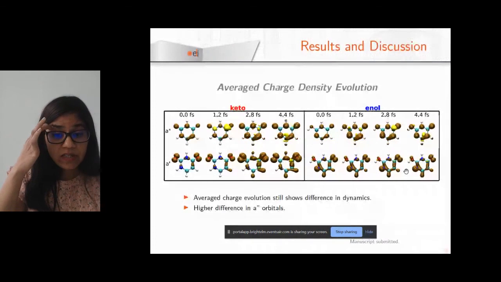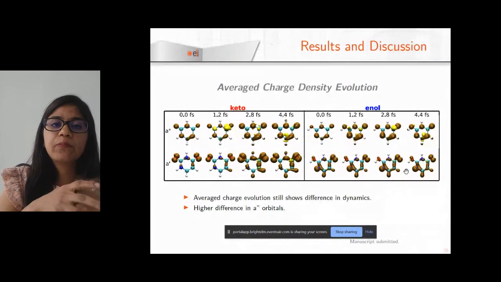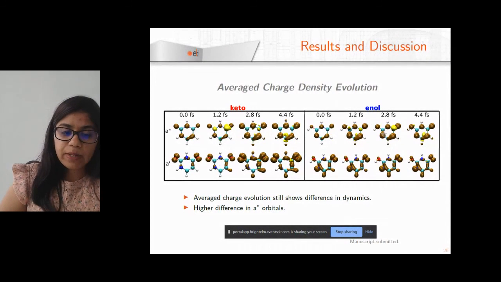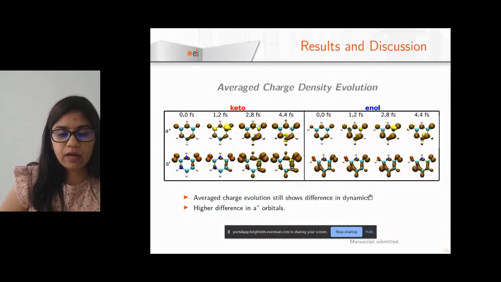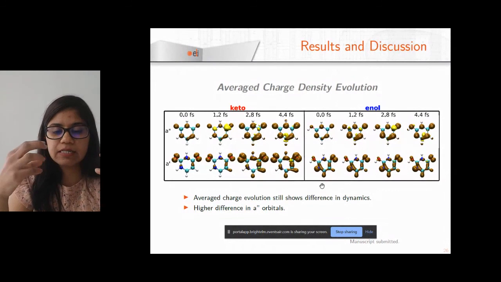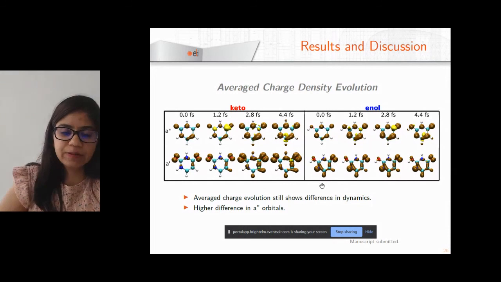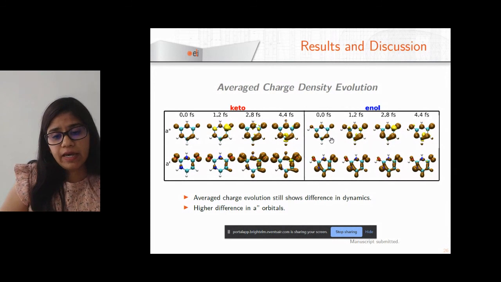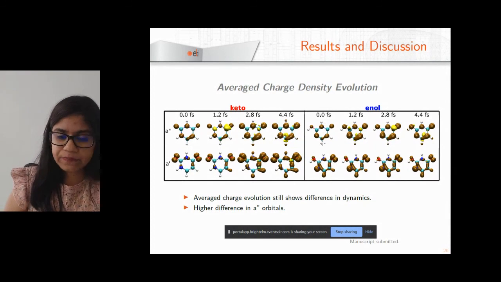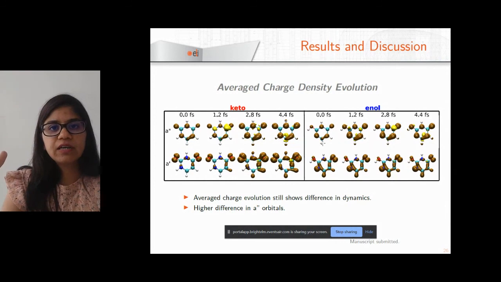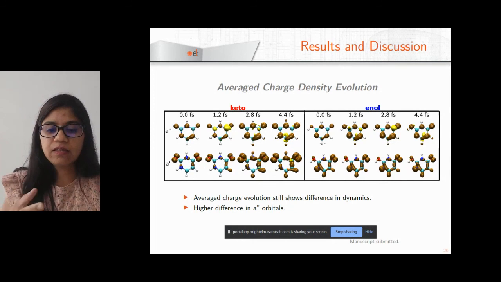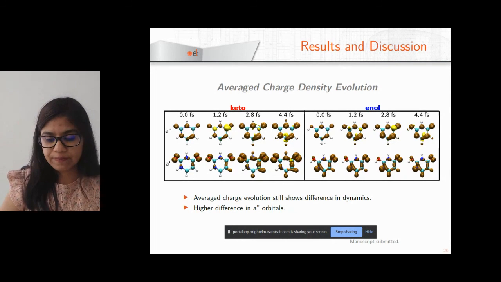So the difference between the two: in A double prime orbitals, we see the difference between them. But in case of A prime orbitals, we don't see much of a difference apart from a slight decrease in the whole density, or there is a very minor change here. In keto and enol, as you can see, we see a difference. So even after averaging, the charge migration will be different in these two molecules.